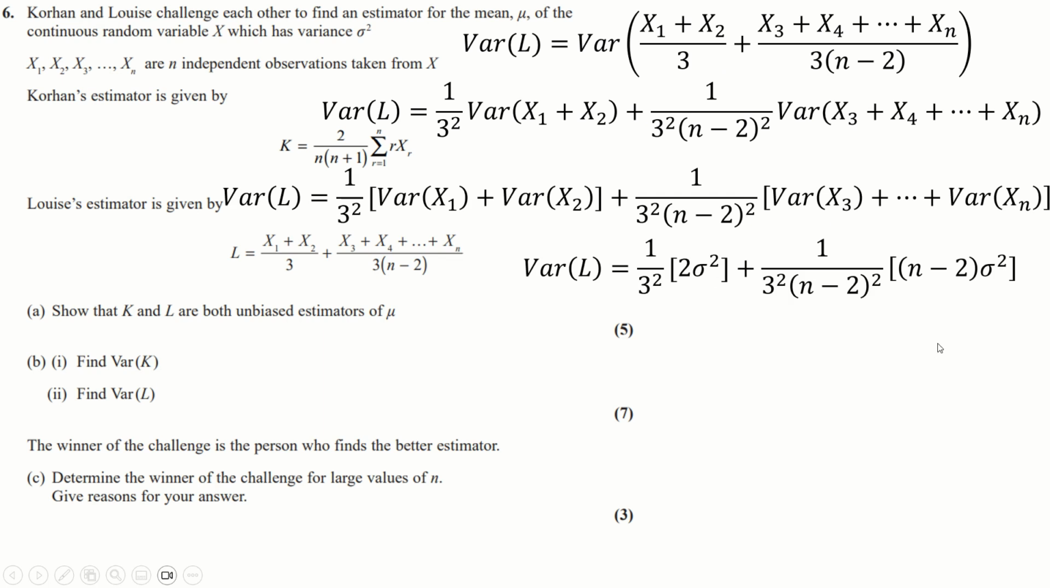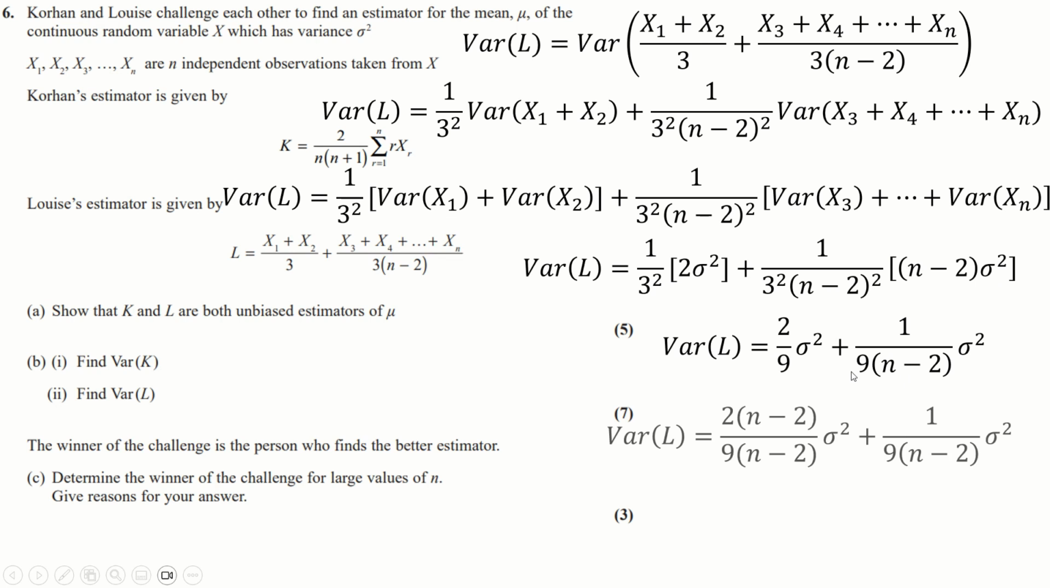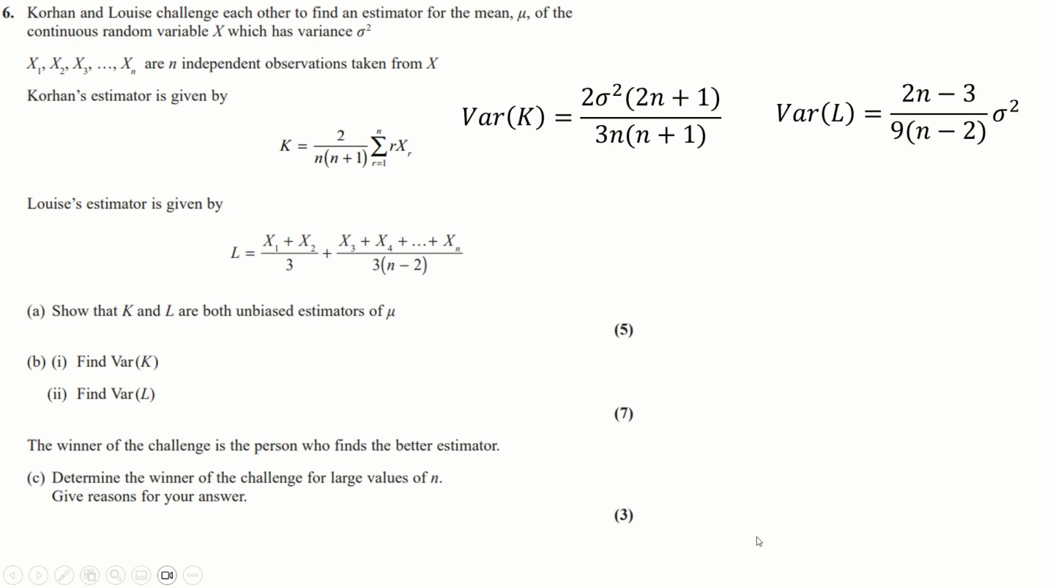And again, we're going to do a little bit of collecting together here. This is 1/9 times 2, which is 2/9. This is obviously a 9th there, and one of these cancels one of those. We can bring those two things together by timesing this by n minus 2 over n minus 2. And we have 2n minus 4 plus 1, which is 2n minus 3 lots of them, and we get this here. So those would be our two variances.